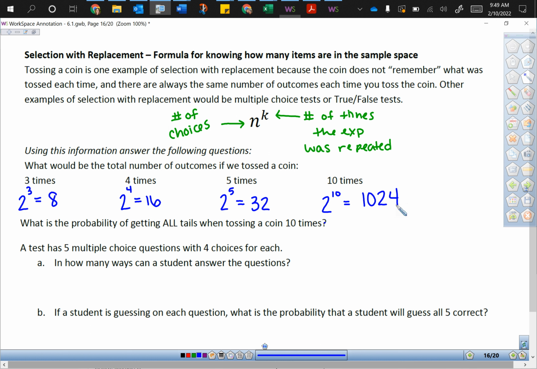All right. Now, the next question says, what is the probability of getting all tails when tossing a coin 10 times? Now, when you have a problem like this, I want you to think very carefully about what they're asking, okay? Now, the probability is the number of ways that it can happen out of the total number of outcomes. We already know that the total number of outcomes is what? 1,024. But I want to know, how many ways can I flip a coin all tails? Just 1.